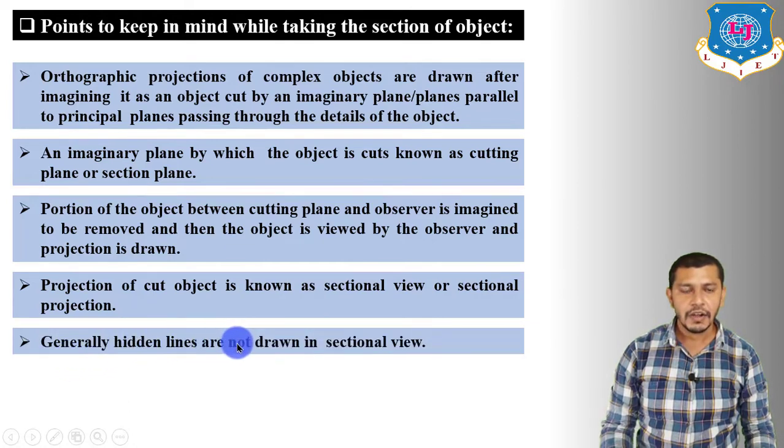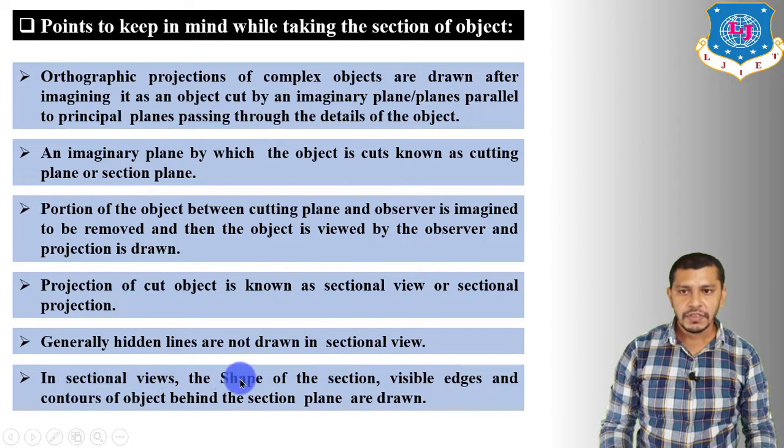Generally, hidden lines are not drawn in the sectional view. In sectional views, the shape of the section, visible edges and contour of the object behind the section plane are drawn. So in the view in which we have to take this section, we are not going to show the hidden lines, and we are going to show the shape of the section, visible edges and contour of the object behind the section plane.